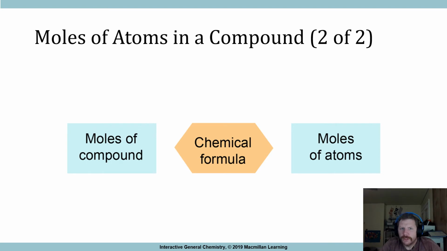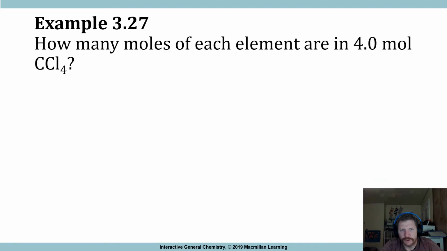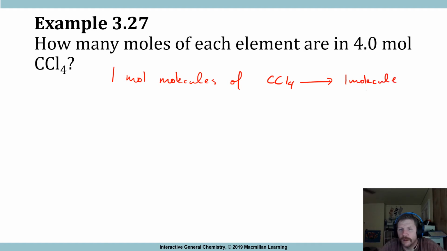Okay. Now, moles of a compound, or moles of atoms in a compound, you can do those same sorts of calculations, like right here. How many moles of each element are in 4 moles of CCl4? You have 4 moles of this compound, CCl4. Let's think about if you have 1 mole of molecules of CCl4, and then let's take that a step further and say, well, if you have 1 molecule of CCl4, what do you have? Well, if you have 1 molecule of CCl4, you've got 1 carbon, and you've got 4 Cl. Okay, so then if you have 1 mole of CCl4, then you have 1 mole of carbon, and then 4 moles of Cl.